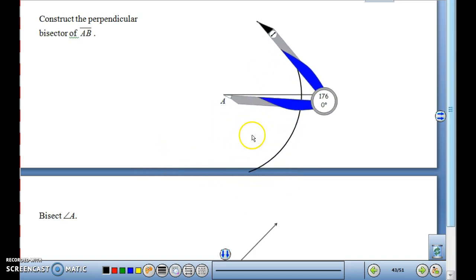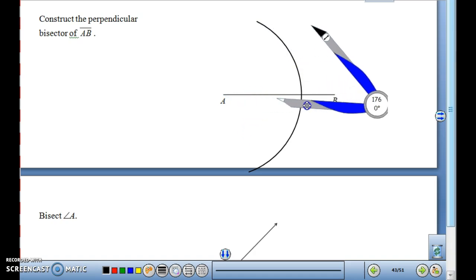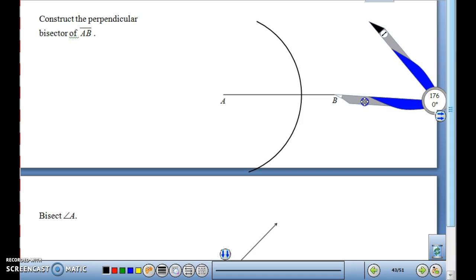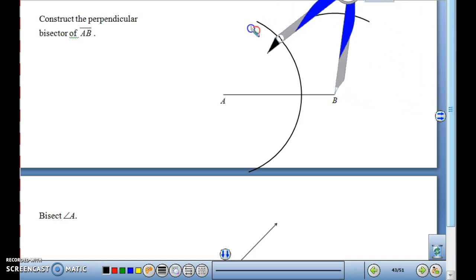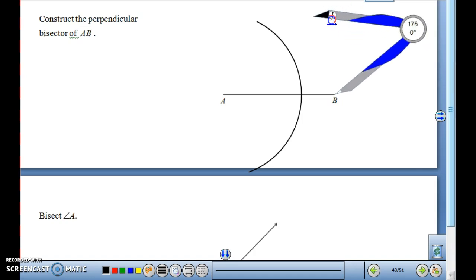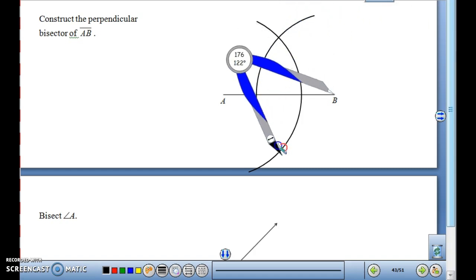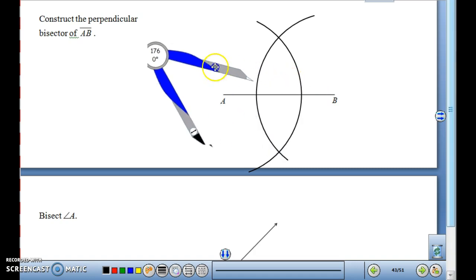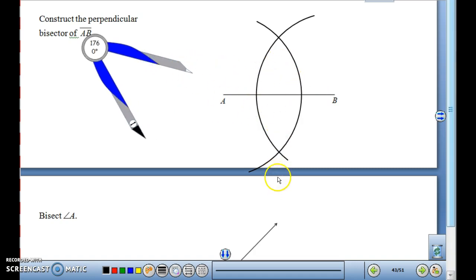Now, I want to take the same compass, and don't move it, put it on B, and do exactly the same thing. So I'm going to create another football. Well, let me see if I can do that a little better. Let me move this over here a little bit without changing the width. There we go. All right, and then I want to draw it like this. And I have created what looks kind of like a football.